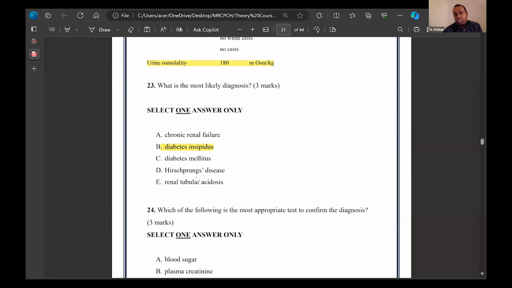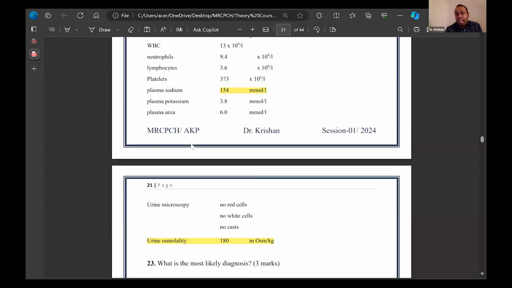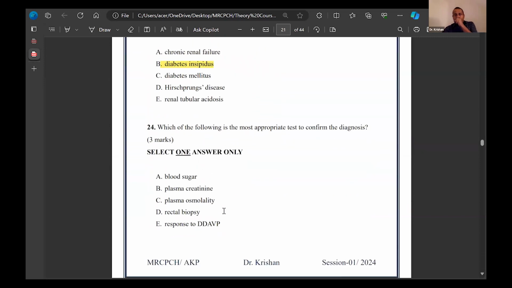Hirschsprung disease, of course, they will have constipation. Electrolyte abnormalities are not there. Renal tubular acidosis, if that was the case, we usually expect some of the others, especially sodium, to be low. Most renal tubular acidosis can cause loss of sodium and potassium as well. Here, it is not reflected. In renal tubular acidosis, they lose a lot of ions like sodium and potassium, so the urine will be rich with osmotically active substances. Therefore, urinary osmolarity is generally normal, or it could be high. It is not low. Right.